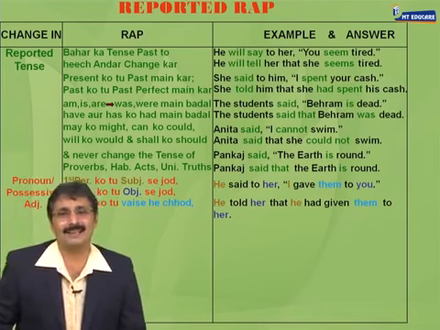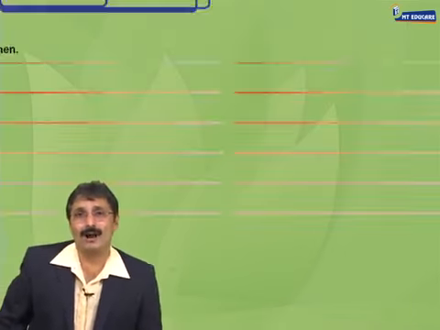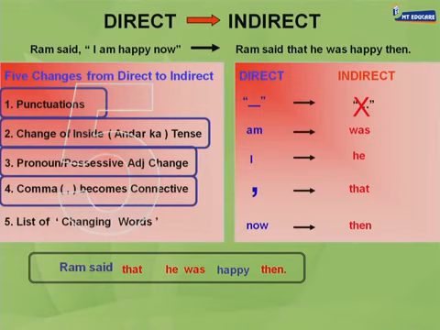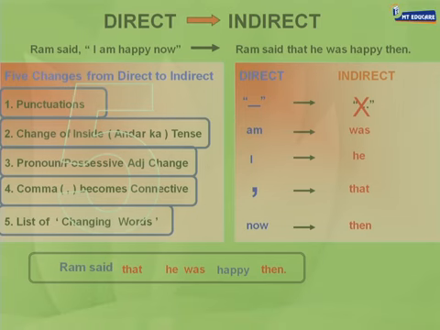Absolutely fantastically clear, which now brings us to our last and fifth change. I had told you we are going to finish this topic in the shortest possible time. We are coming to our last change, the fifth change, and that is the changing words, the words that change. Changing words are words of time and distance generally. As you can see in this sentence, now became then. Let's see how many such words are there.